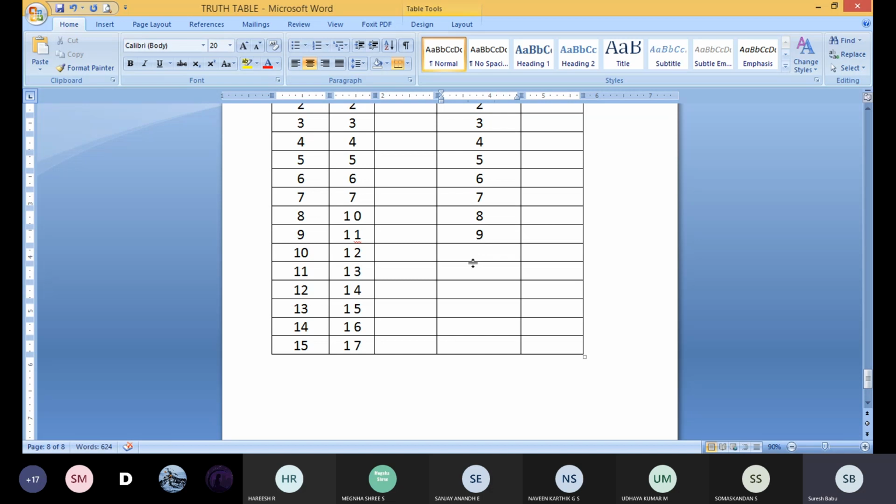For 10, 11, 12, 13, 14, 15 only we are having alphabets. Equivalent alphabets. So A, B, C, D, E, F. Okay, this is the equivalent value.